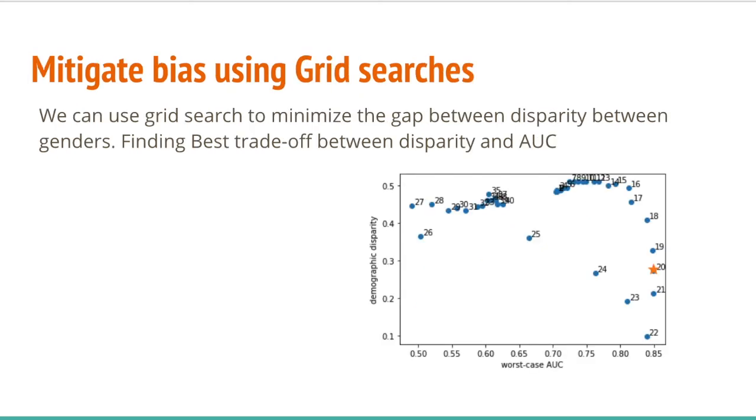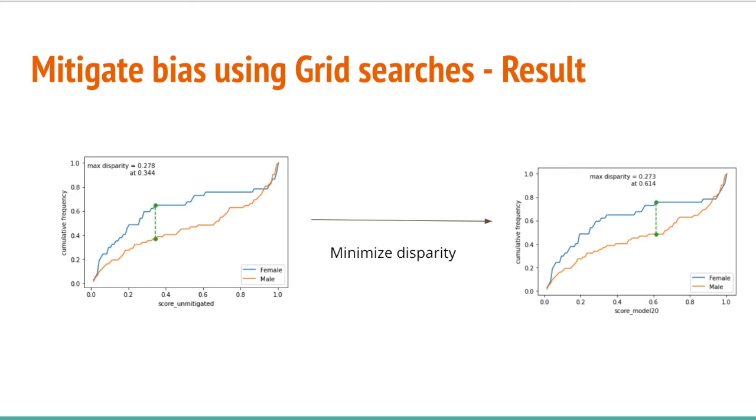The way that we mitigate bias is using a search model that finds the trade-off between the disparity and AUC. The AUC is an indicator of how good the predictive model is. So by doing that, we can find out that model 20 is the best one that we can find. And further, our results show that we are able to move the green line toward the right side and also have a smaller disparity in our final results.